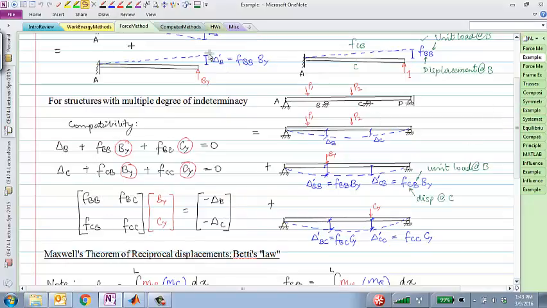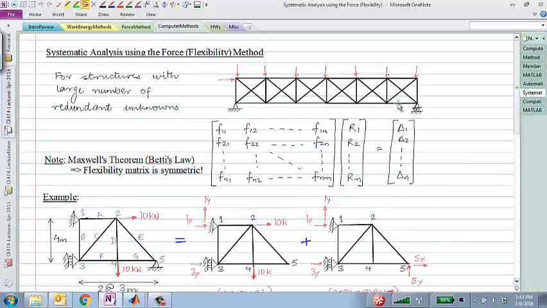If the degree of indeterminacy is higher, for example, for this truss, there are 6 panels, so the degree of indeterminacy is 6. What you will get is a 6 cross 6 system of compatibility equations to solve for all 6 redundant unknowns. For example, if you chose one of the diagonal elements in all of these panels as redundant forces, these would be your 6 redundant diagonal elements. And to solve for that, you would have to calculate how many?